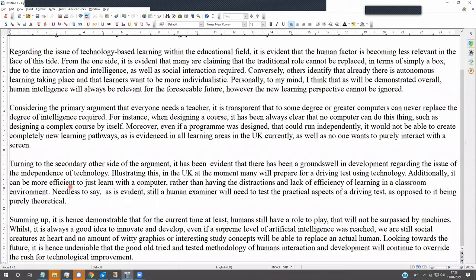As is evident, a human examiner will still need to test the practical aspects of driving tests, as opposed to it being purely theoretical, so giving real life examples, not just speaking theoretically. Summing up, it is hence demonstrable that for the current time at least, humans will have a role to play that will not be surpassed by machines. So again, you notice I'm using different vocabulary, trying to use it all the way through. But again, if I was doing a real exam, I could plan that a bit better.